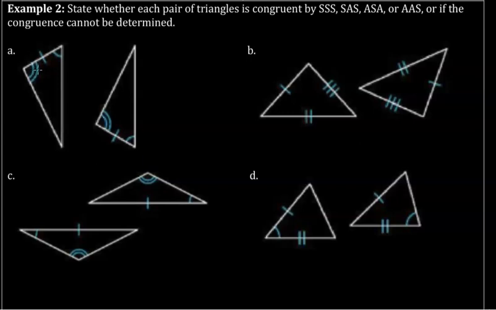For A, you can notice I have an angle and an angle, an angle and an angle, so I have 2 pairs of angles, and I have a pair of sides that's between them. Included side, included side.